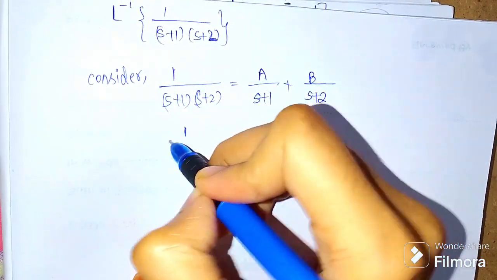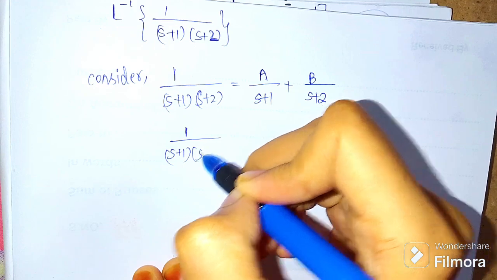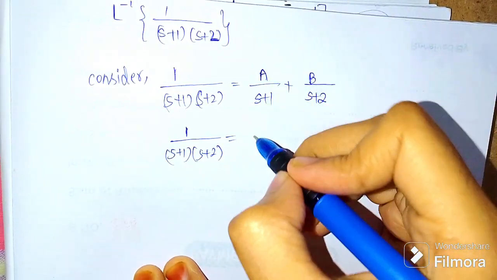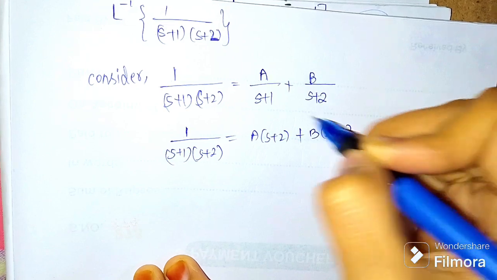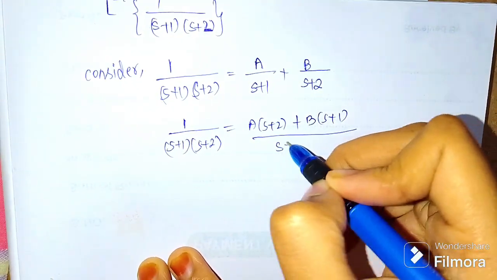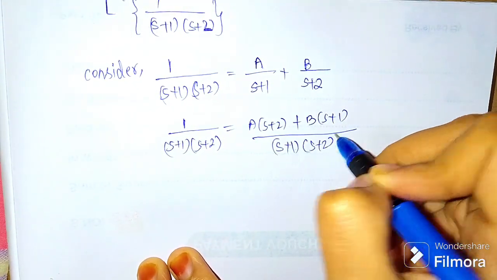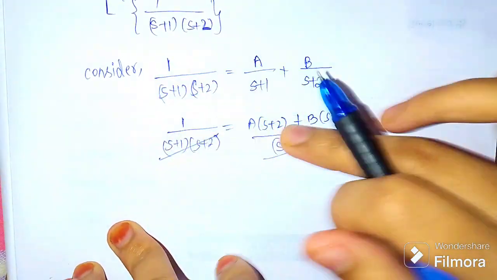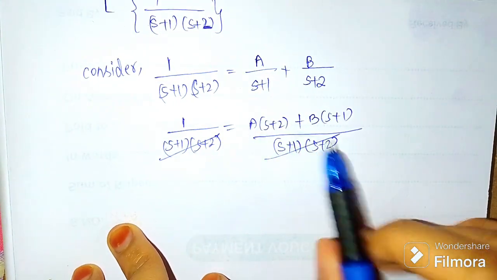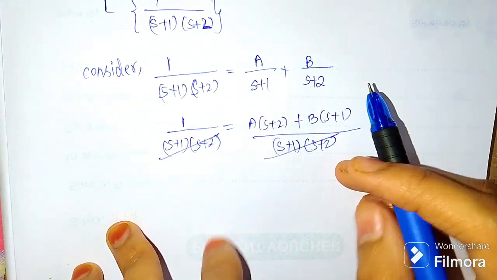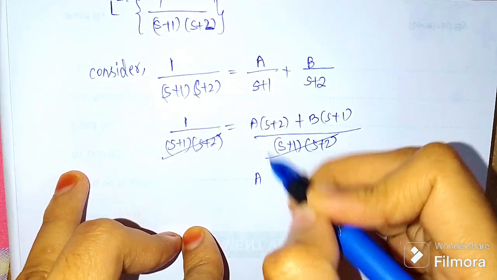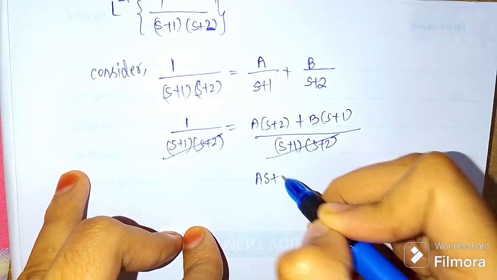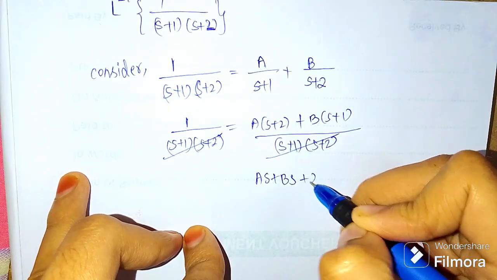For that, 1 by (s plus 1) into (s plus 2), cross multiply: a into (s plus 2) plus b into (s plus 1), by (s plus 1) into (s plus 2). So the denominators always get cancelled, and we will be left with this statement. Now we can compare coefficients. Okay, so let's do that. This will be as plus bs plus 2a plus b.